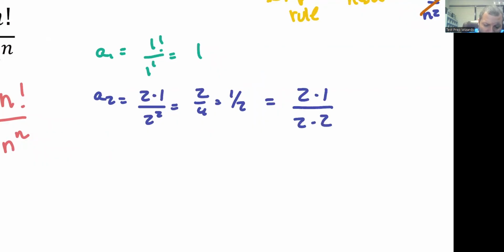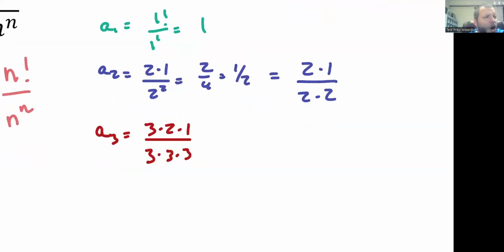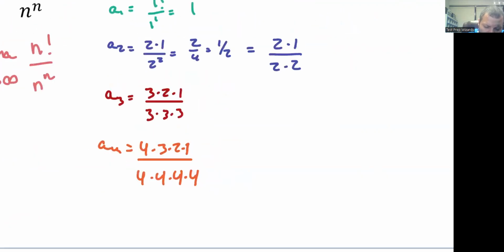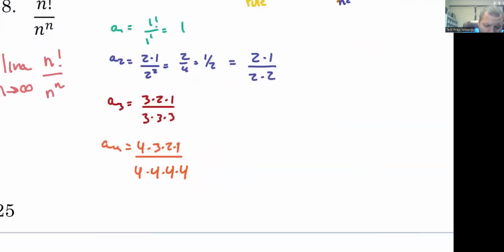Right, if I look at a3, I'm going to get 3 times 2 times 1, right? 3 factorial over 3 cubed, 3 times 3 times 3. So notice what's going to always end up happening here, right? If we haven't noticed yet, let's give ourselves another term. A sub 4 is going to be 4 factorial, 4 times 3 times 2 times 1, over 4 to the 4th power, 4 times 4 times 4 times 4. So this first term here is always going to cancel.